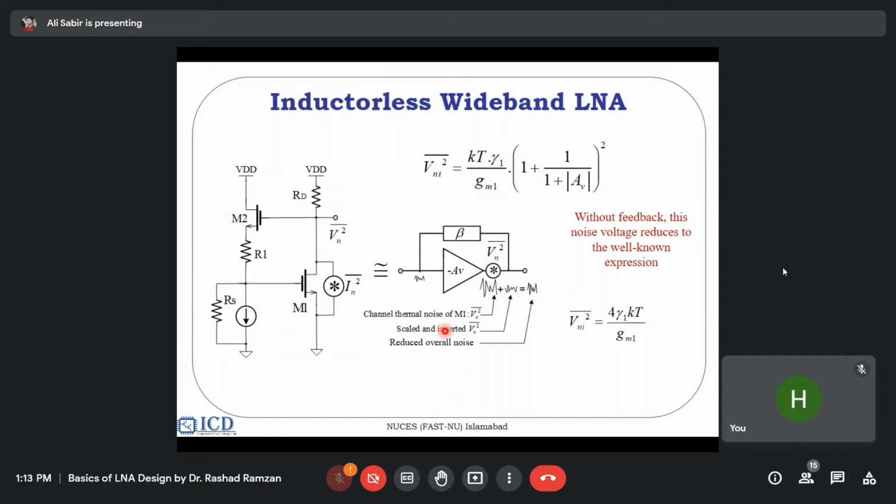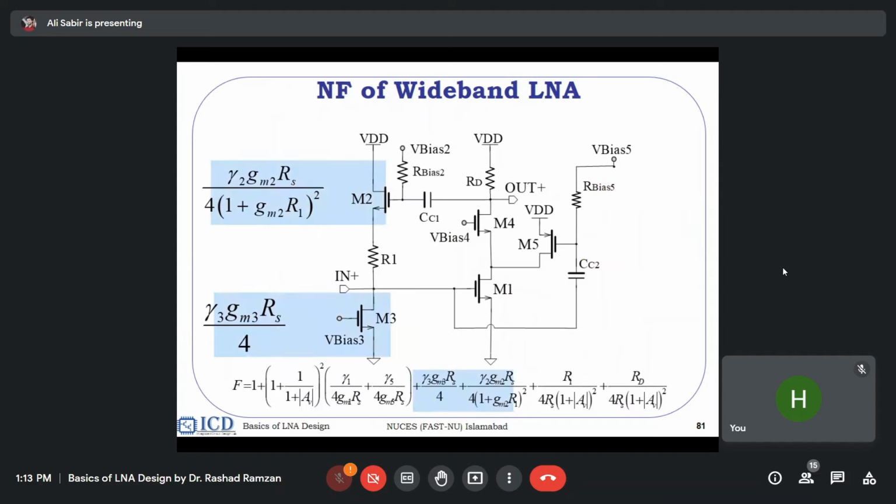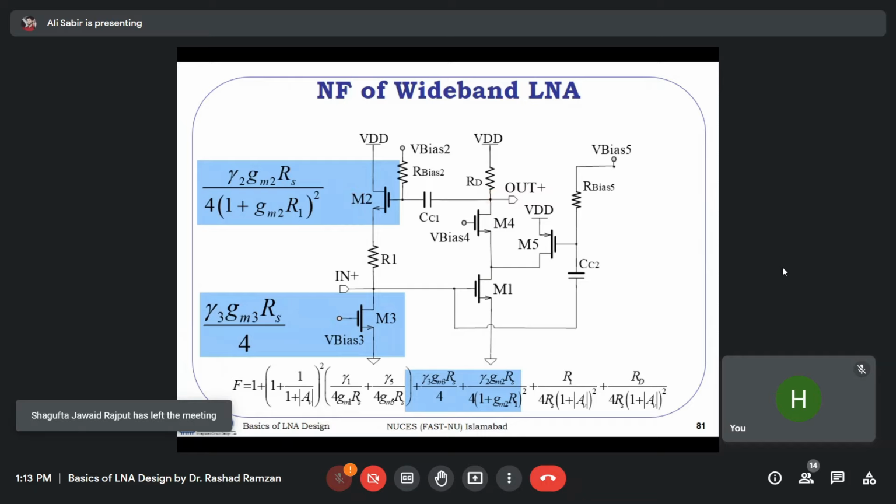So now what about the linearity? We have to have a better linearity. So this is about the noise contribution of different devices. Total noise factor will be equal to the noise contribution of this one, this one, this one, and this one. The noise of this M1 is cancelled to a large extent, and the other noises are adding up, but those noise contributions are very, very small. So overall noise figure is small for this LNA.